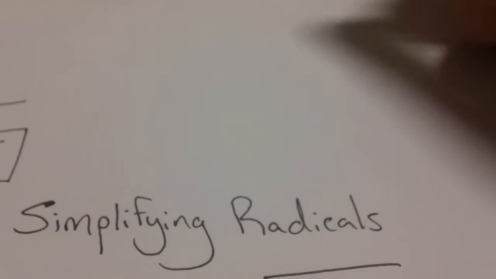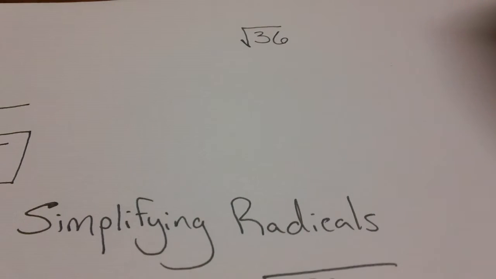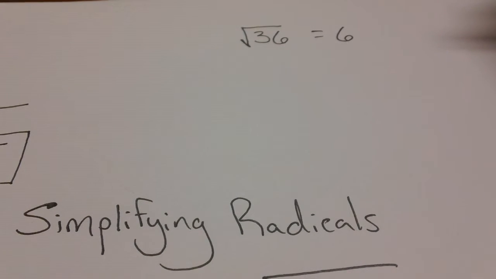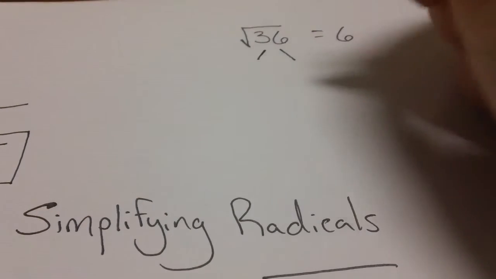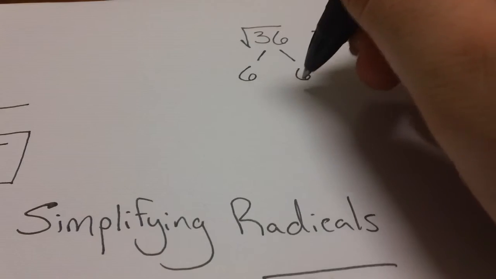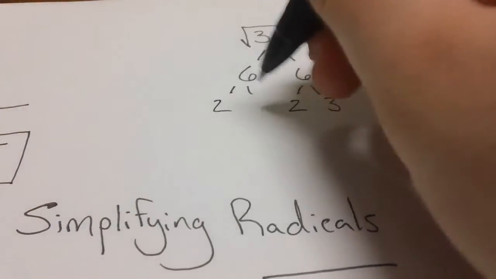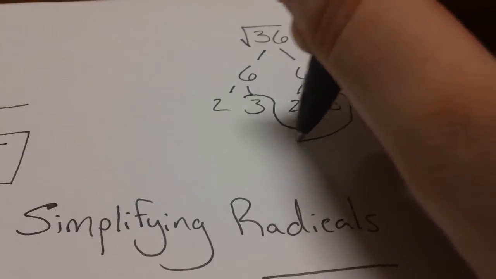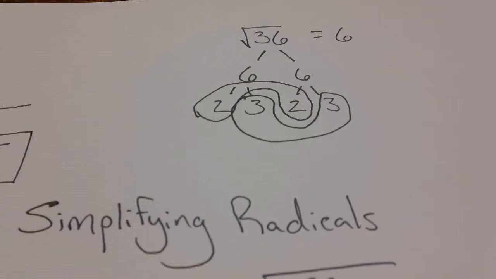Now, the last thing I want to do here is just one quick example showing that this works even for numbers like this, square root of 36. Now, we all know the square root of 36 is just equivalent to 6, right? 6 times 6 is 36. But this method will still work. So if we break down 36, we would say 6 and 6. 6 would break up into 2 and 3. 2 and 3. So we could group these 3s together, and then we could group those 2s together, right?